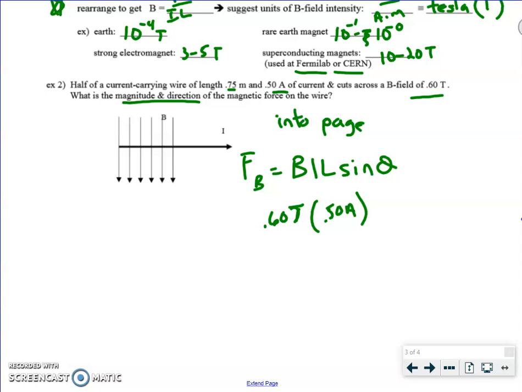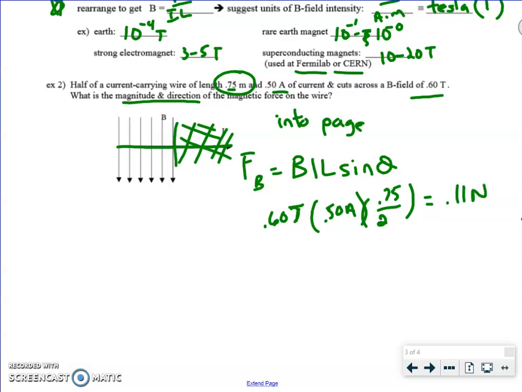Now it's the length part that I just want to make sure we're clear of. The length of the wire is 0.75 meters, but only half of it is cutting across the magnetic field. I'm just Xing that out. So it'd really be 0.75 divided by 2, half of it, and then the angle is 90 degrees. So you can plug and chug in there. I'm confident you can get that, and you get 0.11 newtons.